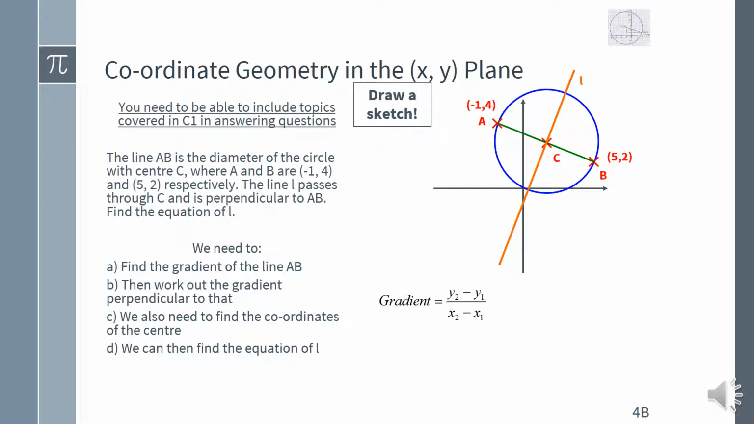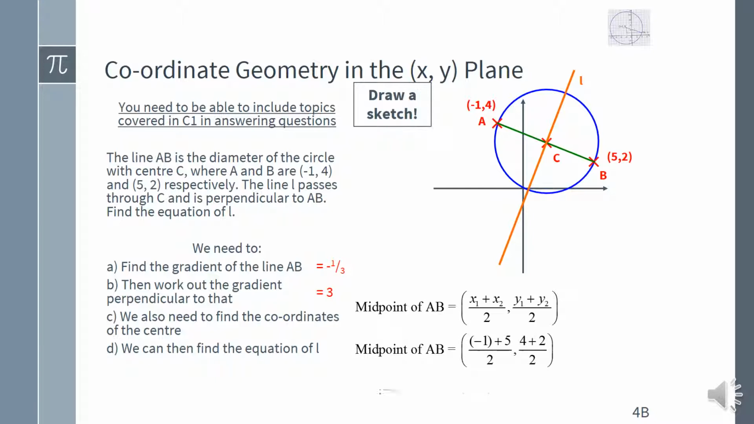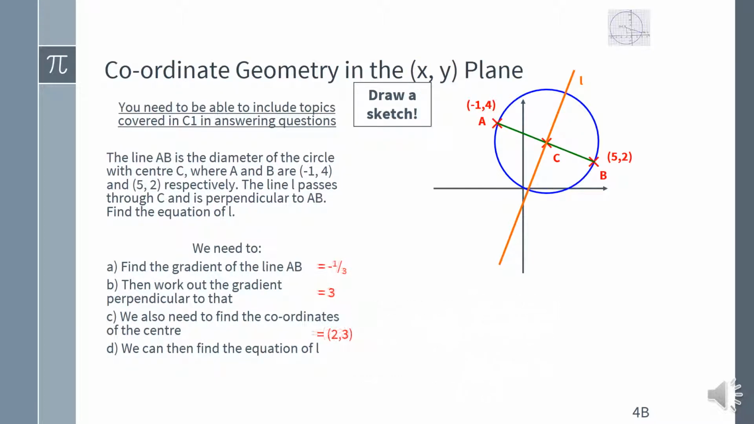So the gradient, changing y over changing x, is minus 1/3 for the line AB. Given that, we know the perpendicular gradient must be 3, because remember it's minus 1 over m. For the centre of the circle, add them up and halve them, to get 2, 3. And then finally, for the equation of L, we can use y minus y1 is m, x minus x1.